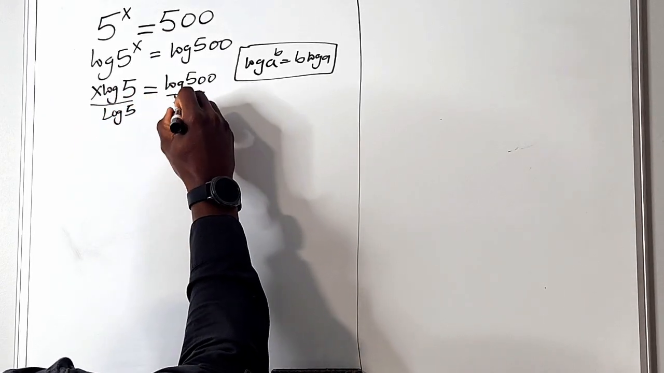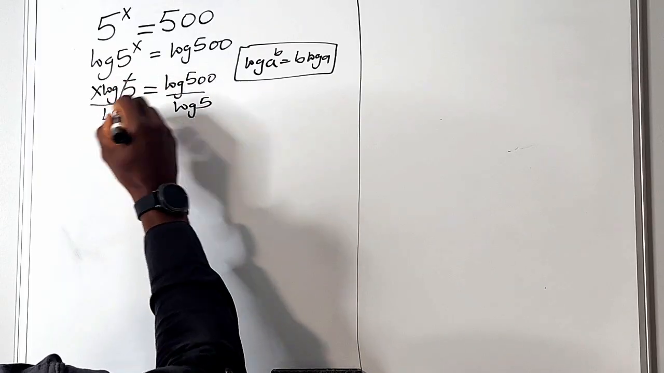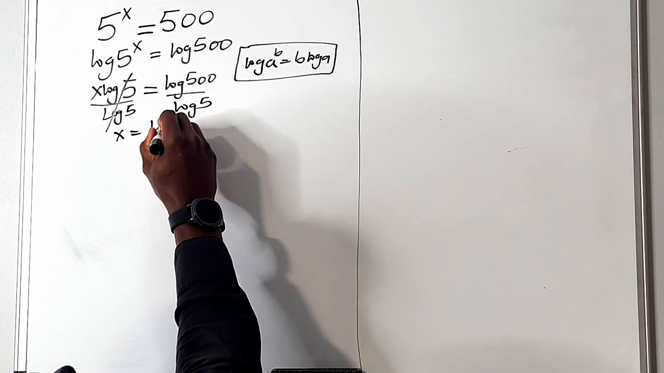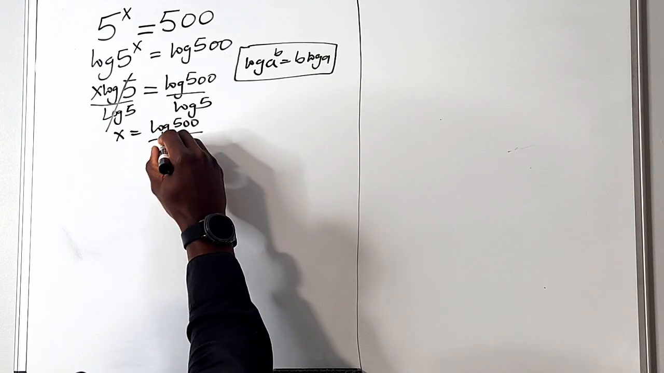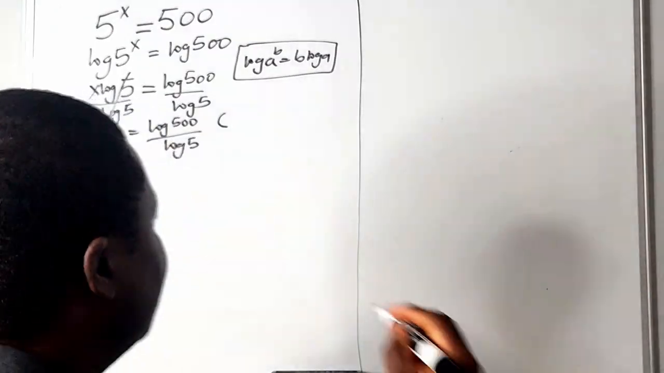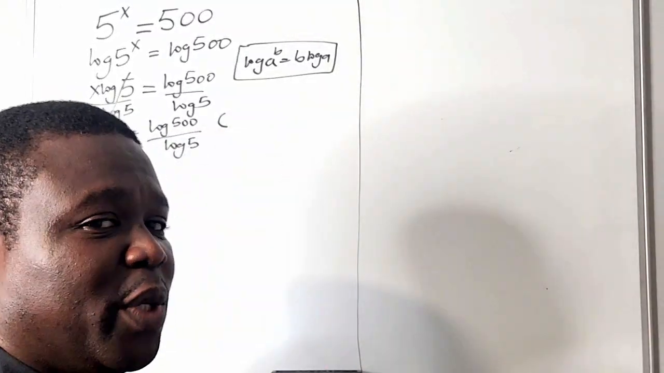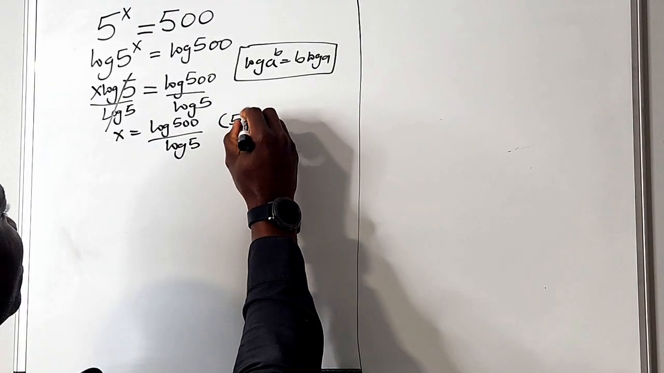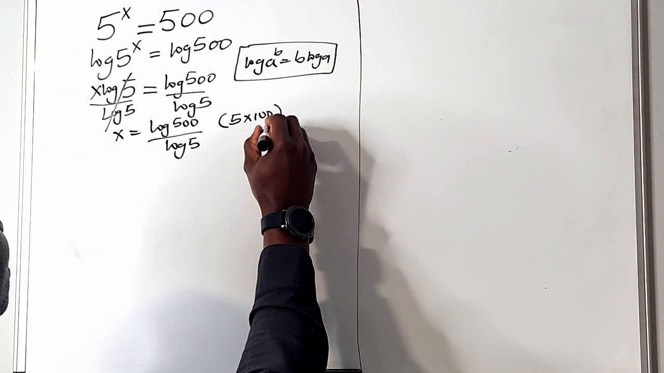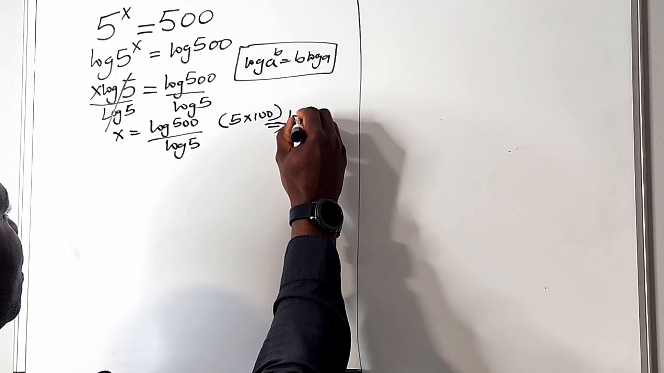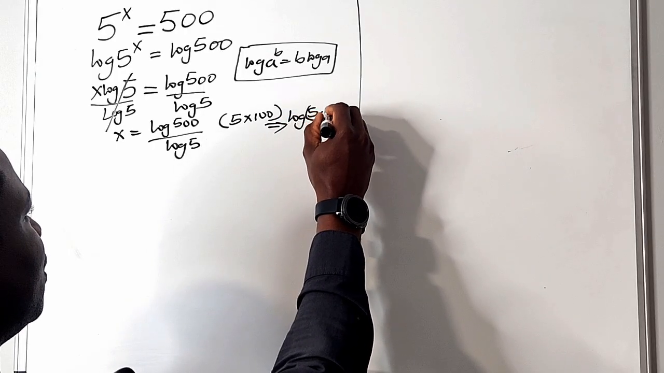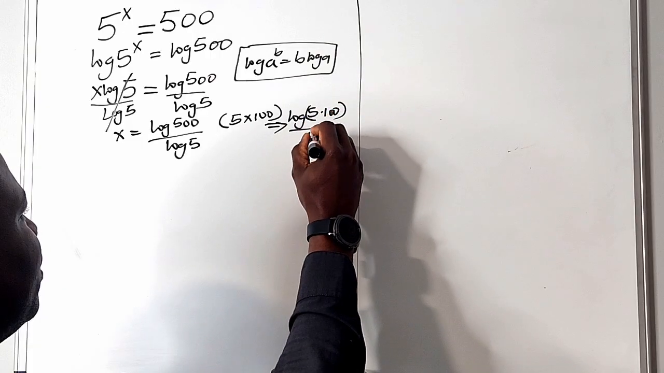And then we have x equals log 500 divided by log 5. We can rewrite 500 to become 5 times 100. So this becomes log of 5 times 100, divided by log 5.